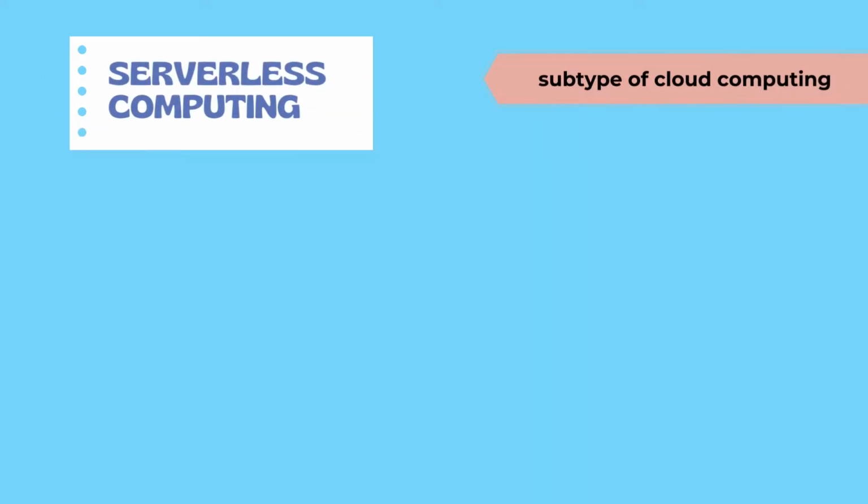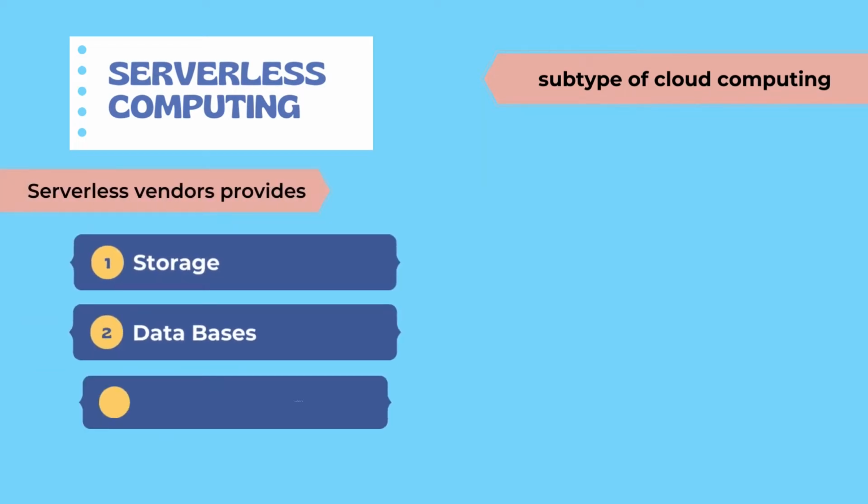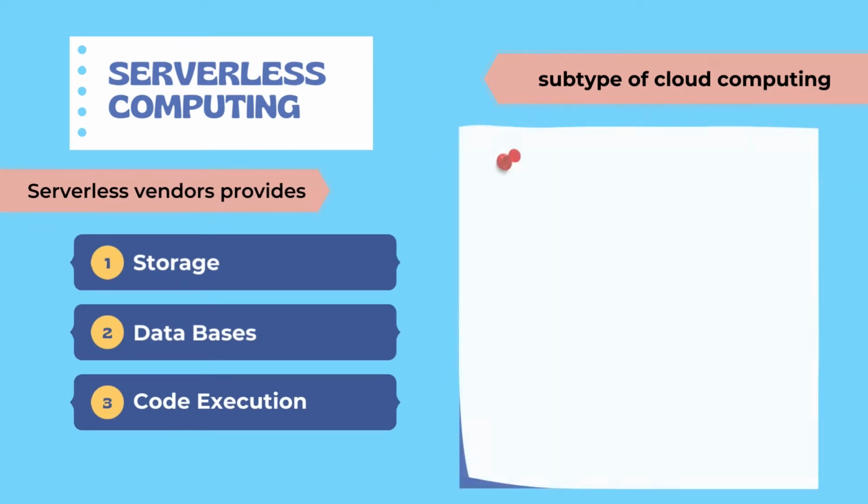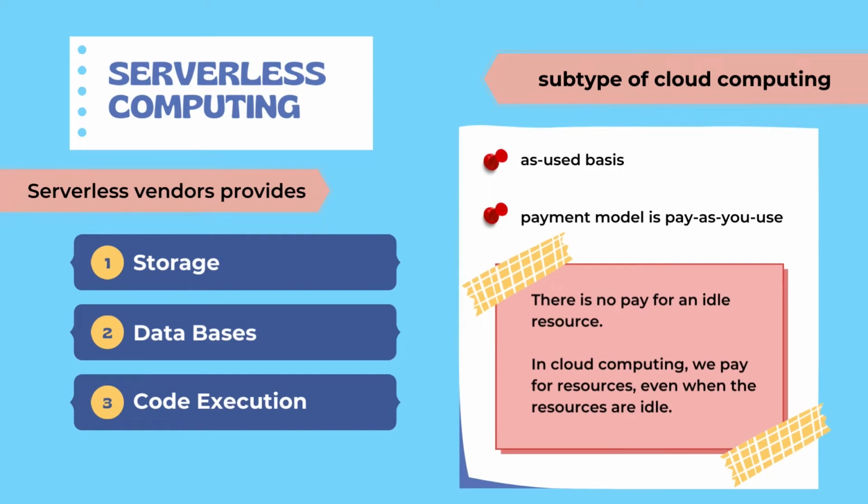Serverless computing is a subtype of cloud computing, in which backend services such as storage, database, or code execution are provided by the serverless vendor on an as-used basis. And the payment model is pay as you go. In other words, there is no payment for an idle resource. In cloud computing, we pay for resources even when the resources are idle. For example, in PaaS, we are paying for at least a single instance of a VM even if it is sitting idle. But in serverless computing, we do not pay for the idleness of the resources.